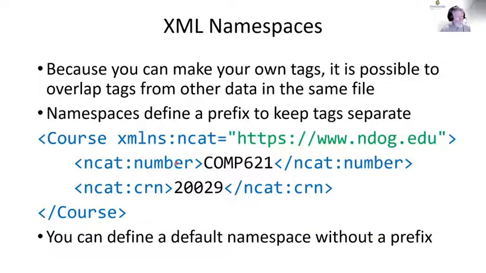You can also, if you want, define a namespace without using the prefix. You just write xmlns equals the URL, and that defines a default namespace, meaning all of the tags in your file will follow that namespace pattern, that namespace requirement.